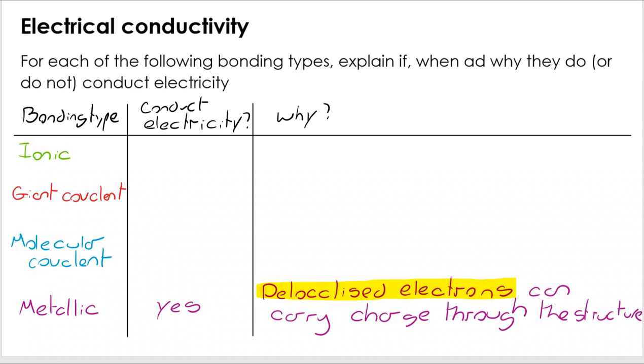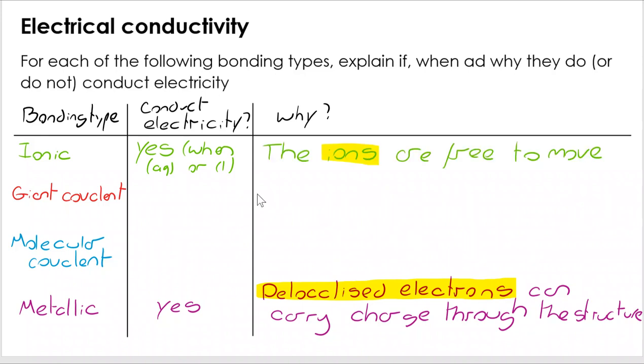Let's go to ionic next. Do they conduct electricity? Yes, they do. But there are some limitations here. They will only conduct when they are aqueous or molten. And why is that the case? In this, it's not that there are delocalized electrons. There aren't. There are ions that, when aqueous or molten, are free to move. And that means that they can carry charge through the substance.